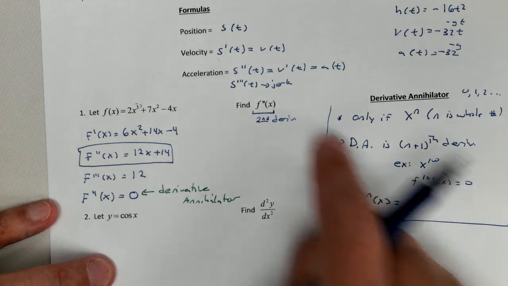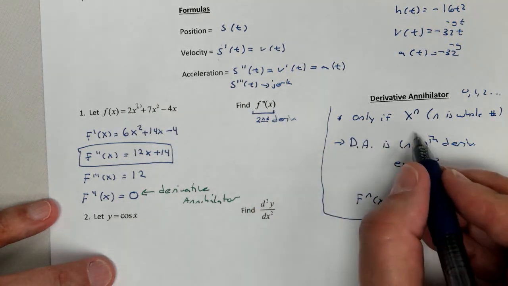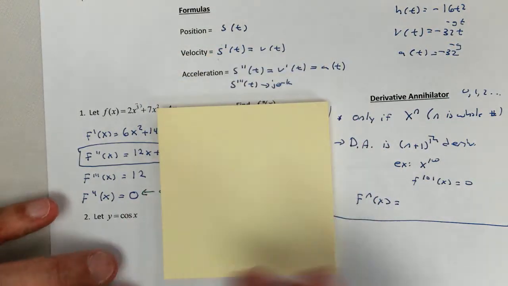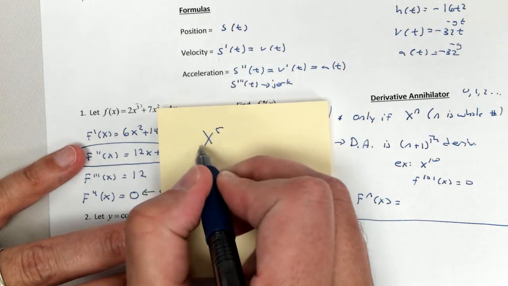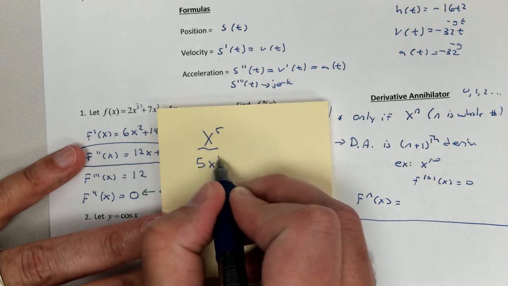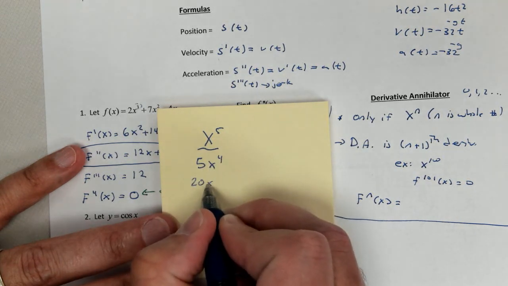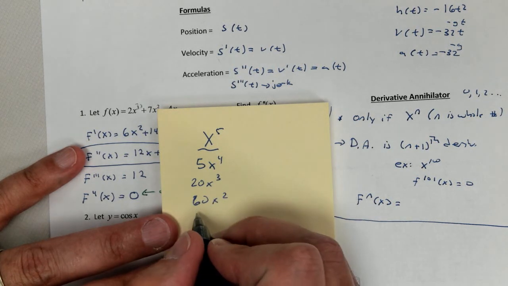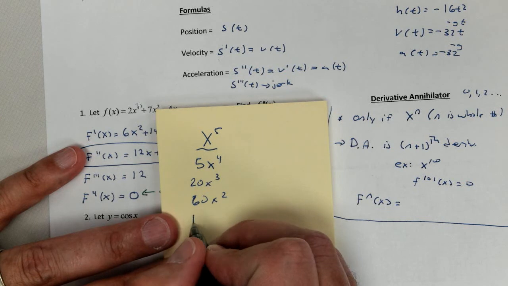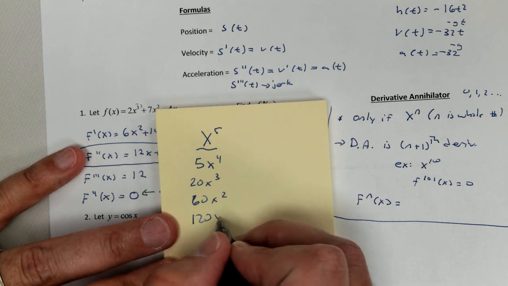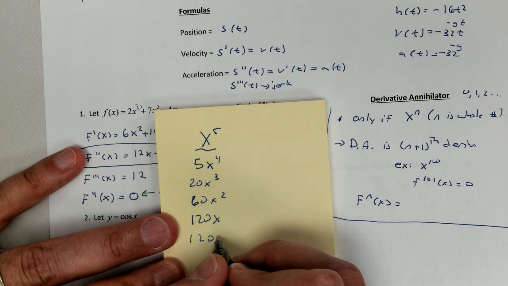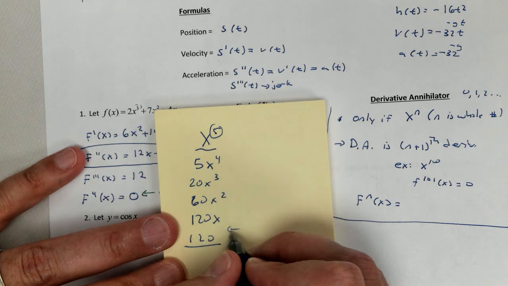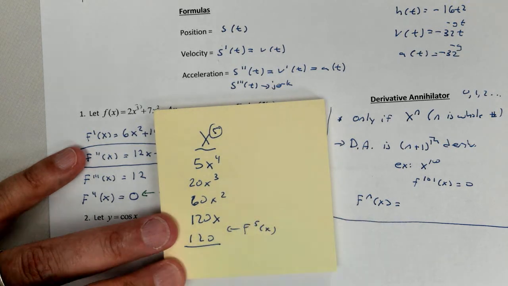What if I want to find the nth derivative of a polynomial? Well, let's just take a look at something like x to the 5th. If I have x to the 5th, my first derivative is 5x to the 4th, 20x cubed for my second, 60x squared for my third, 120x for my fourth, and 120 for my fifth. So if n is 5, my fifth derivative is 120.